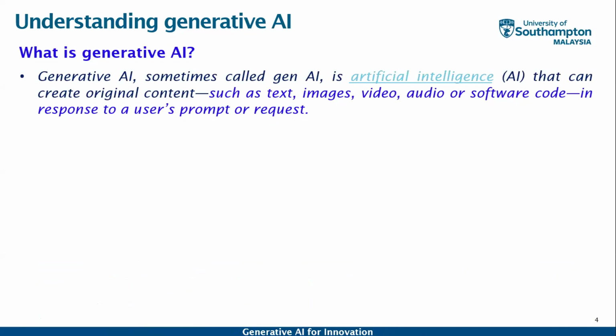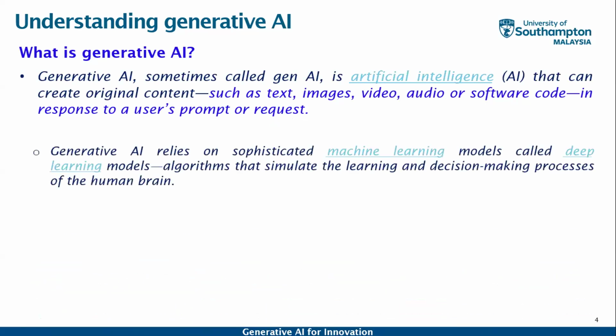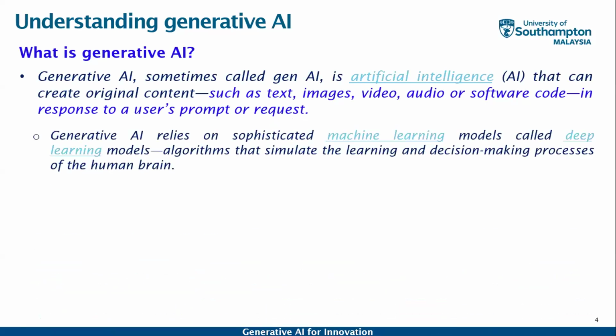This is the basic definition of this, the statement which we can give. And not only that, we can also make some decision-making process of the human brain. So that means with these algorithms we can simulate and learn and decide and make some decisions.